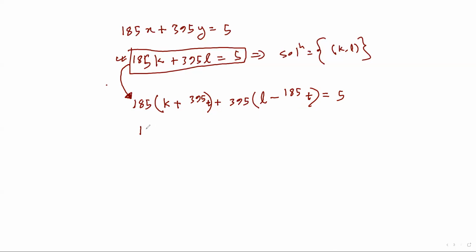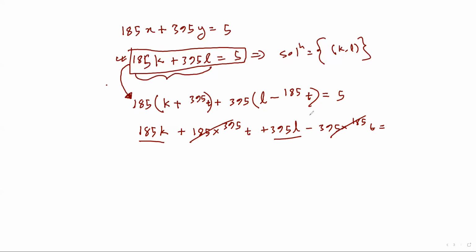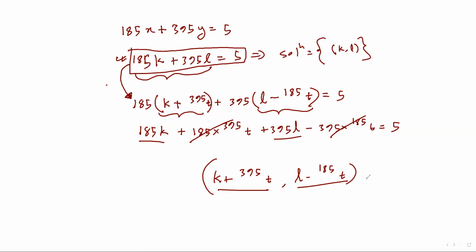Because if you multiply the left-hand side, it becomes 185k plus 185 times 395t plus 395l minus 395 times 185t, and these two get cancelled because they are the same number. So we are left with 185k plus 395l, which is exactly the left-hand side of the equation written in the box. So this should also be 5, which means this number and this number, that is k plus 395t, comma, l minus 185t, also satisfies as the solution. Putting x equals this and y equals this also satisfies.